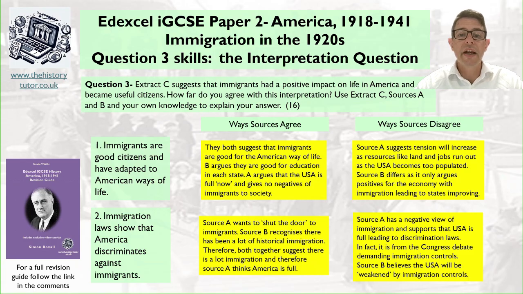B argues they are good for education in each state. A argues that USA is now full and gives no negatives of immigrants to society, but doesn't want any more. So they've already come in and made America great, perhaps. While sources might disagree with that statement, source A suggests tension will increase as resources like land and jobs run out as the USA becomes too populated. Source B differs as it only argues positives for the economy, with immigration leading to states improving. However, we could use the provenance of the source to start questioning that.